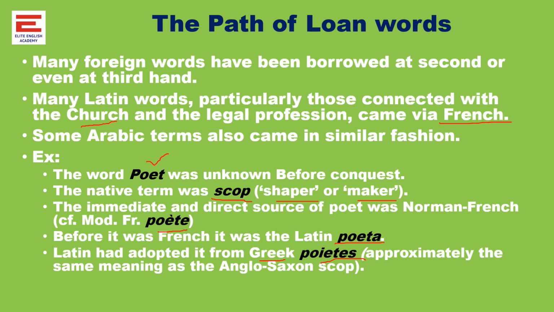This analysis of the root of a particular word is called etymology. Etymologically speaking, first the word poet originated in Greek, where it is poietes. Then it went to Latin, poeta. Then it went to French, and then it came to English. This is how many words travel through different languages and finally reach their destination, English.